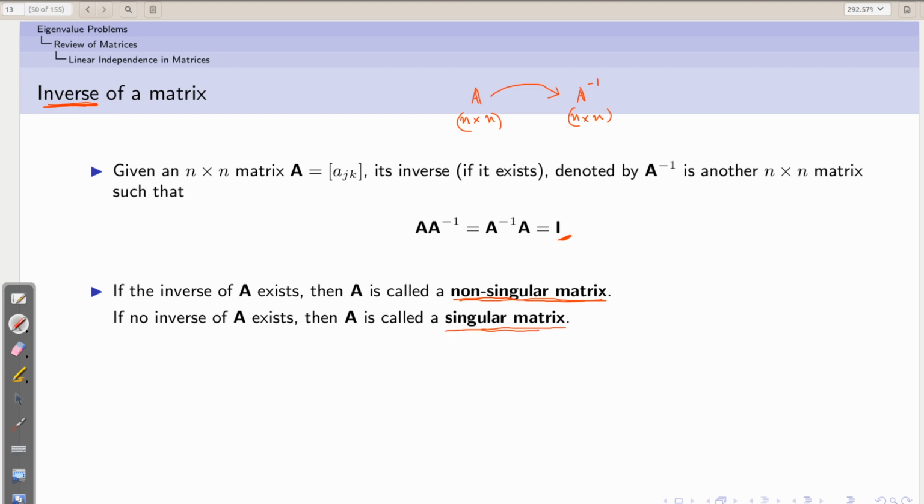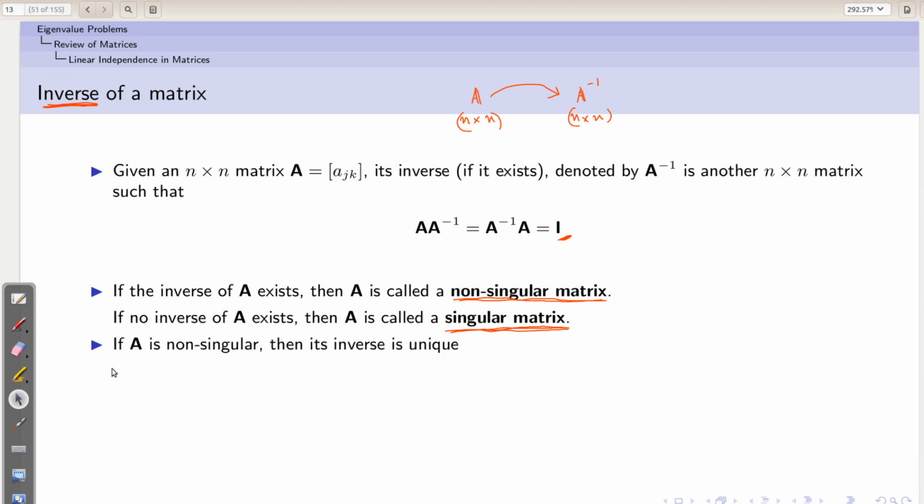So singular or non-singular, these are two terms. We can use them to identify whether the inverse exists or not. A non-singular matrix means its inverse exists. A singular matrix means its inverse does not exist. Then if a matrix is non-singular, its inverse is unique.